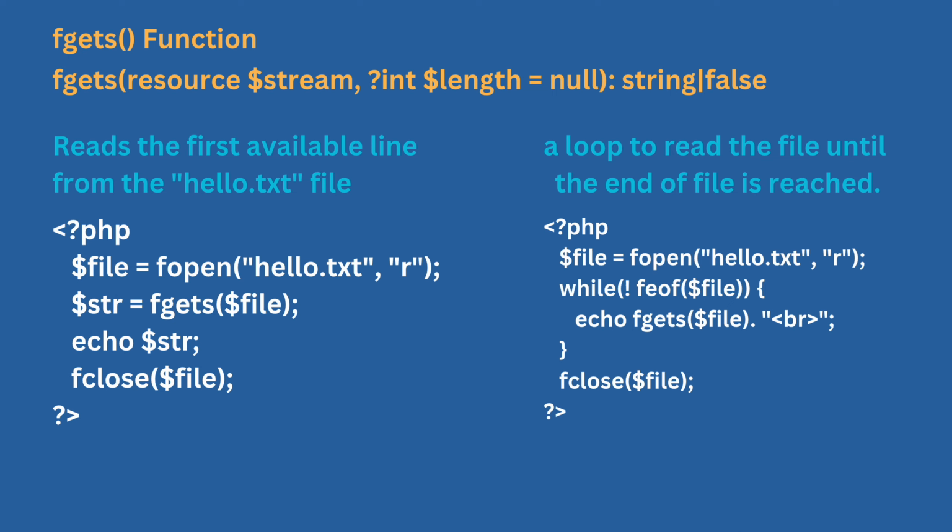So here fgets means file resource, and here int length, how many bytes I want to read from the file, but this is optional, right? This is optional, and either this will return some string or false. So let us see. Read the first available line from this file.